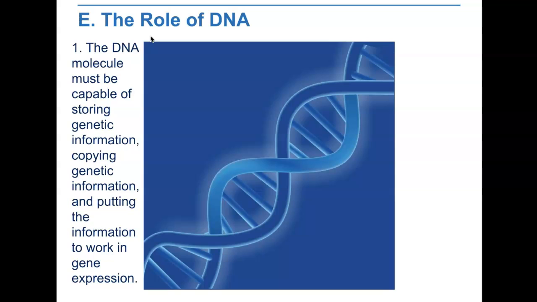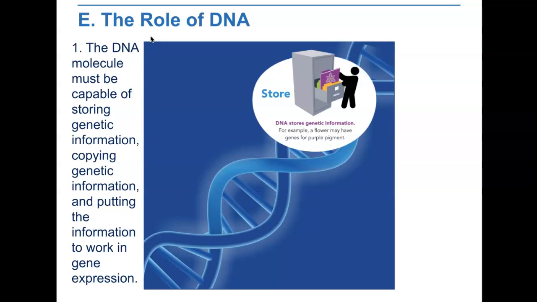The DNA molecule must be capable of storing and copying genetic information, as well as putting the information to work in gene expression. The foremost job of DNA as the molecule of heredity is to store genetic information. The genes that make a flower purple must have the information to produce purple pigment. Genes control development, which means that the instructions that cause a single cell to develop into an oak tree, a sea urchin, or a dog must all be coded in DNA.